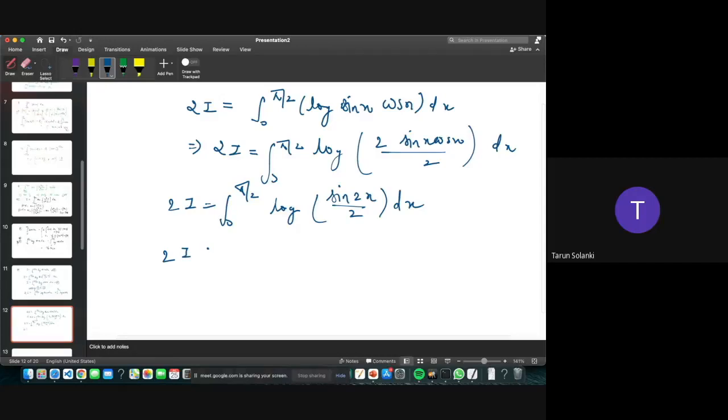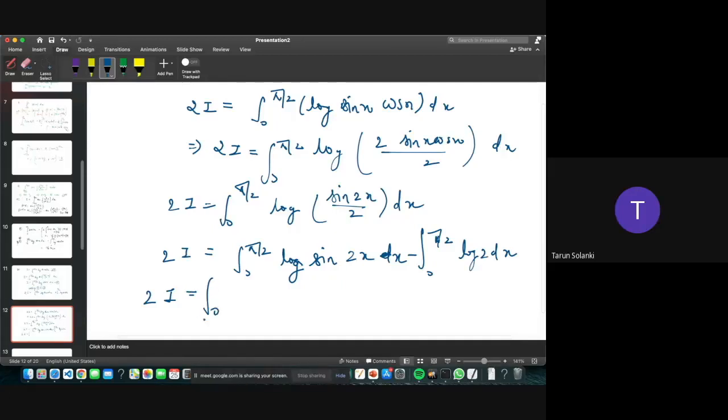So 2I is equal to the integral from 0 to pi by 2 of log of sine 2x dx, minus the integral from 0 to pi by 2 of log 2 dx. So 2I is equal to the integral from 0 to pi by 2 of log sine 2x dx, minus pi by 2 log 2, right?